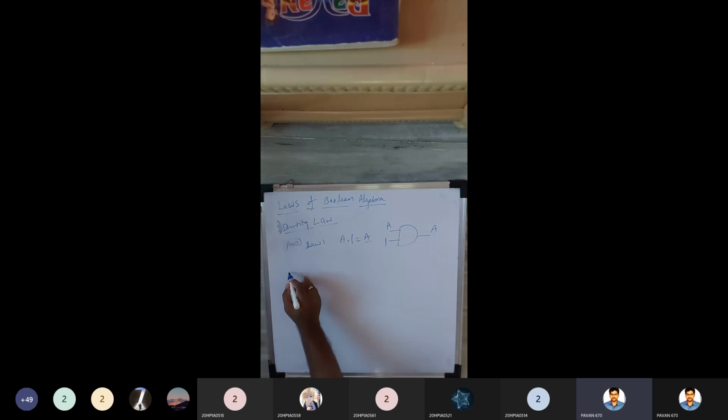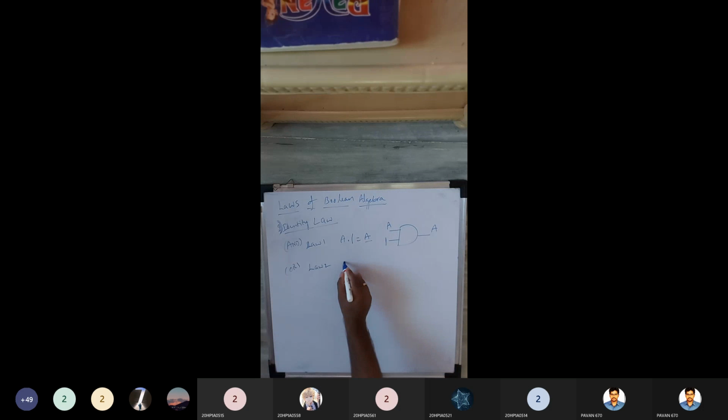Suppose you are using the OR gate, what is its version? What is its law 2? A plus 0 equals A. Is it right or wrong? A ORing with 0: any variable value ORing with 0 gives that same variable. That's what I'm saying. Right or wrong?